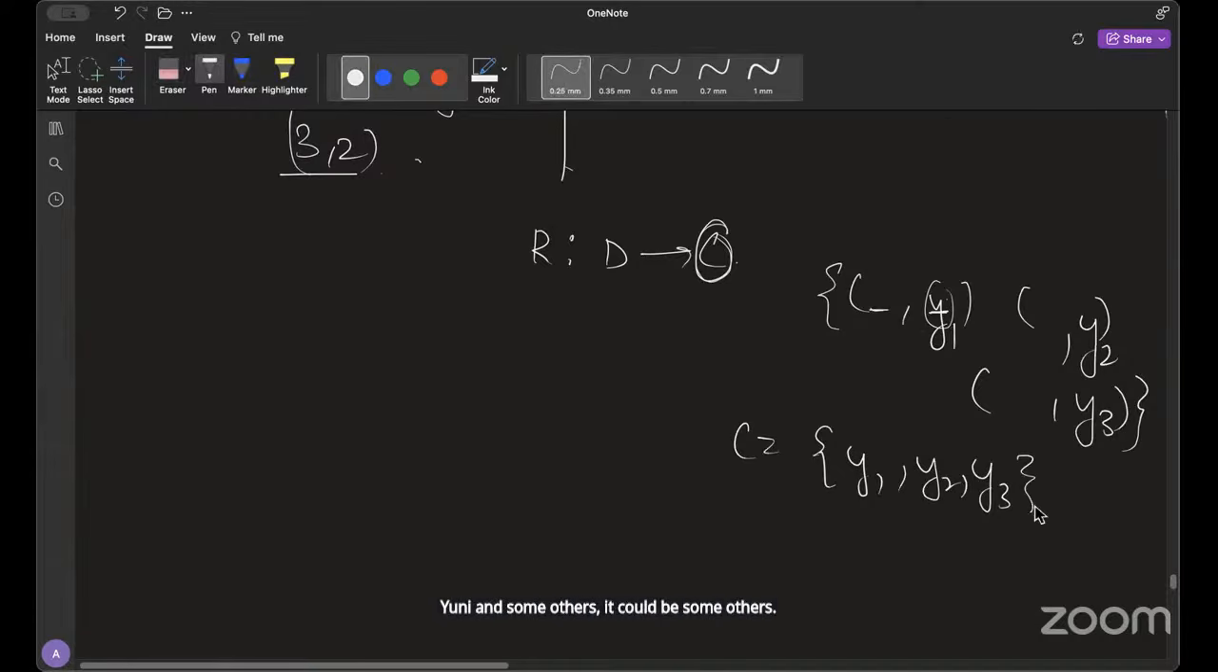Ma'am, is domain and codomain defined for a relation also? Yes, domain simply means the first entries, the x coordinates.